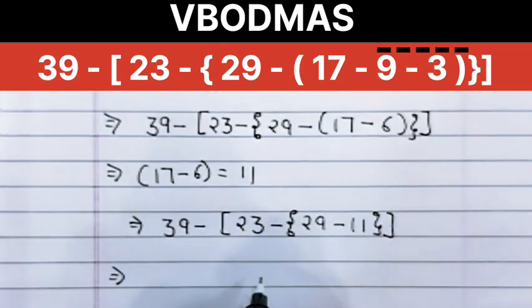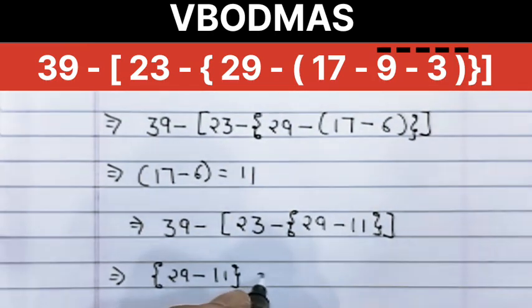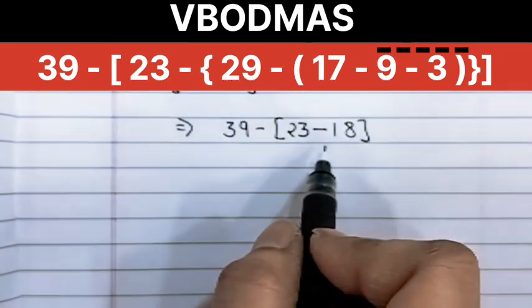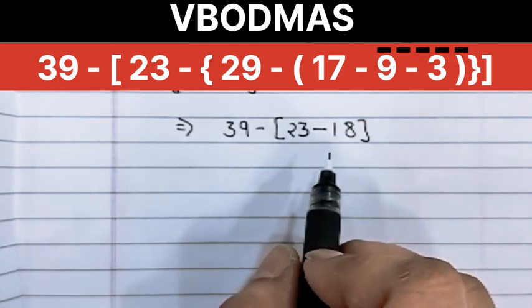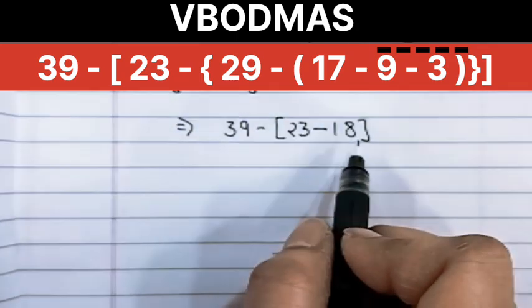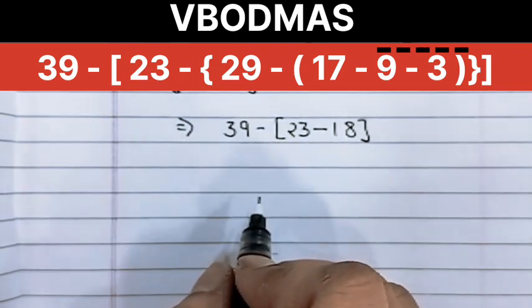Step 3, solve the curly braces. Now we address the subtraction inside the braces, as you can see. So inside the curly braces, 29 minus 11 equals 18. Now the expression becomes... if there is a minus sign directly outside a bracket, remember that when you open the brackets, every sign inside changes: plus becomes minus and minus becomes plus.